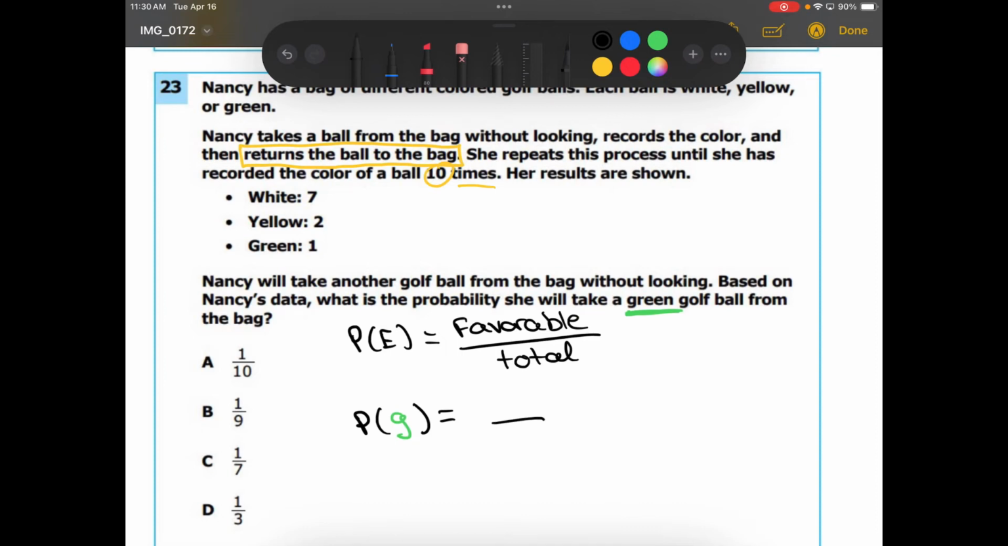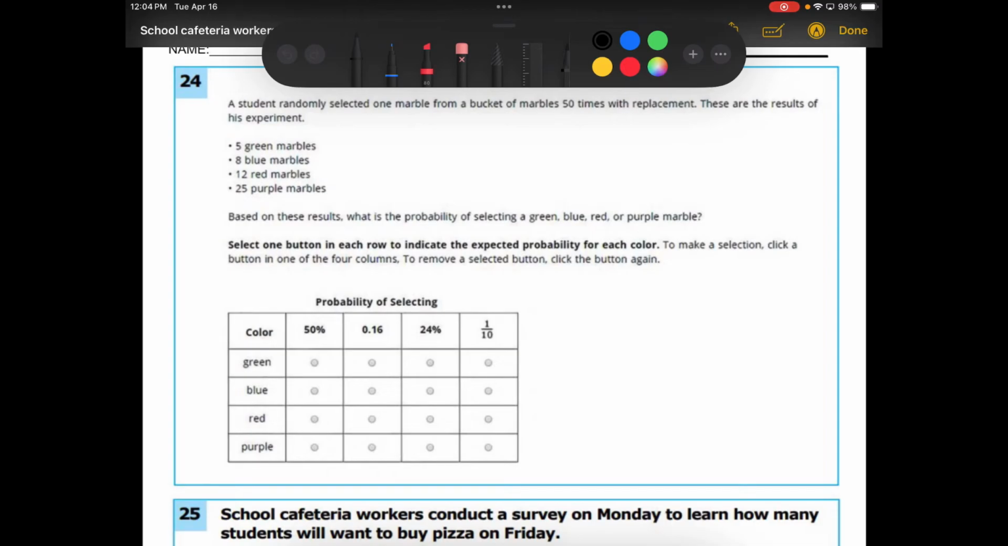First, let's write down the total. How many times did she pull the balls out of the bag? 10. That's our total. What is the event that they are looking for? The green golf balls. How many times did she pull a green golf ball? 1. So there it is. A, B, C, or D? A. Very good.